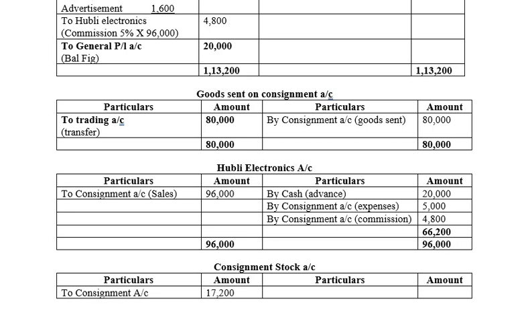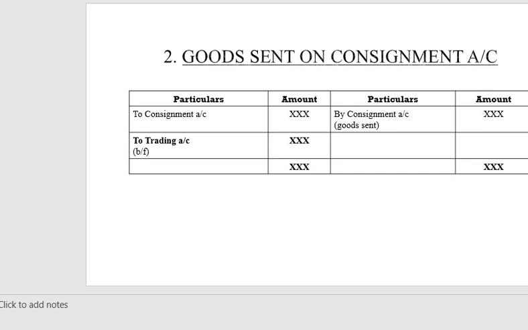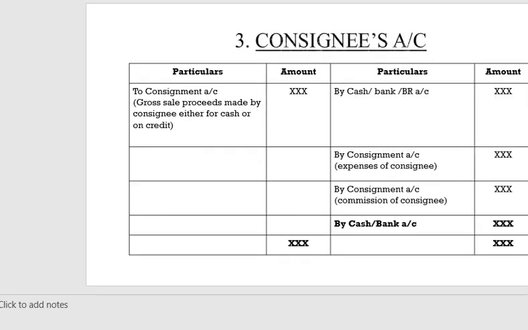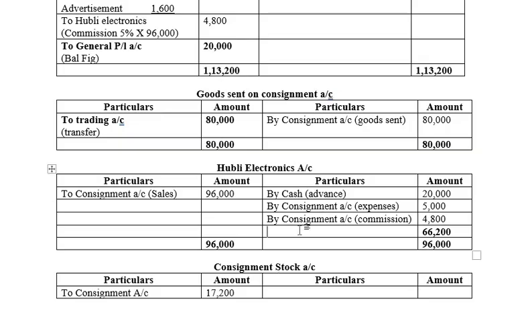So balance of the 66,200 will represent what? Let's look into the consignee's account. Balance of consignee's account will represent what? By cash or bank. So write here as by cash or bank in the bracket balancing figure. Close the bracket. Clear?